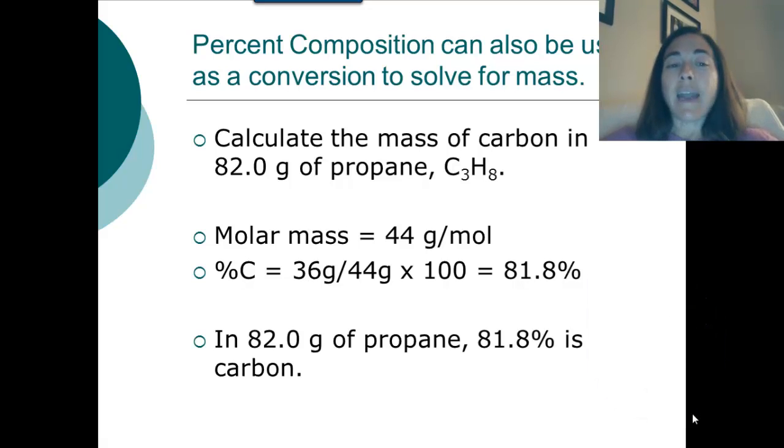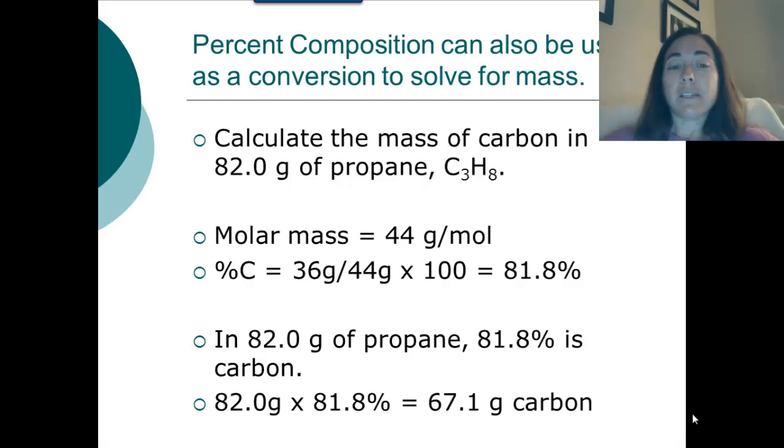By knowing that, I can figure out what is 81.8% of 82 grams. And when you work that out, you get a total of 67.1 grams of carbon. So that's how you use percent composition to solve for mass.